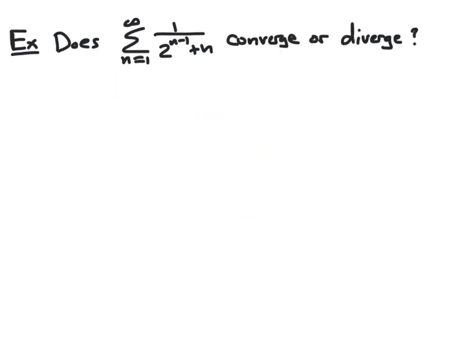So to see a quick example of how to use the comparison test, let's consider the series n equal 1 to infinity of 1 over 2 to the n minus 1 plus n, and let's determine whether this series converges or diverges. The first thing that we're going to do is to observe that the term of this particular series, 1 over 2 to the n minus 1 plus n, is always going to be smaller than 1 over 2 to the n minus 1, because the larger denominator, forced by the plus n, is going to give us the smaller number. And so this is going to be true for all values of n.